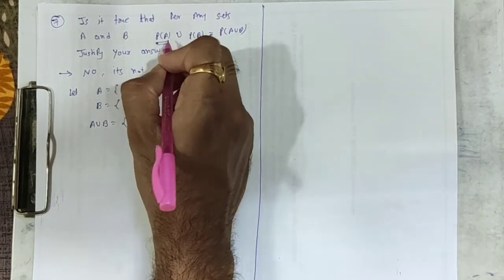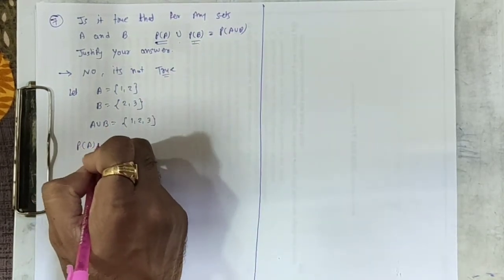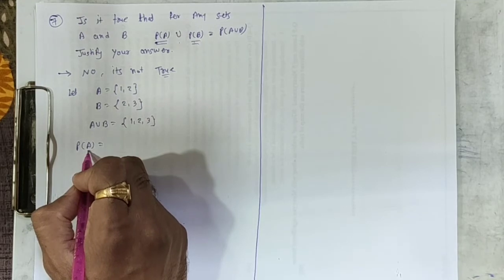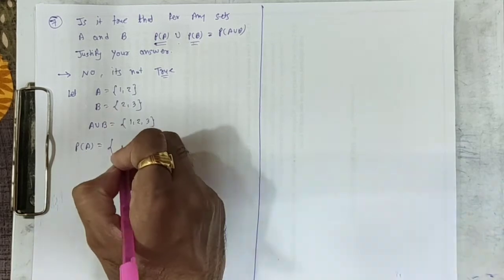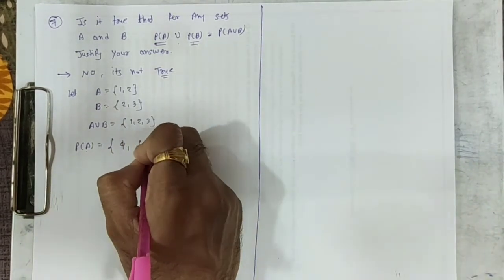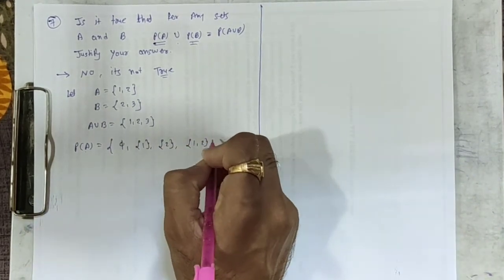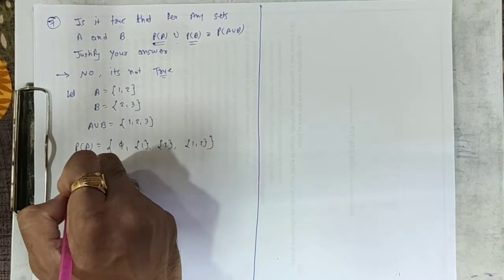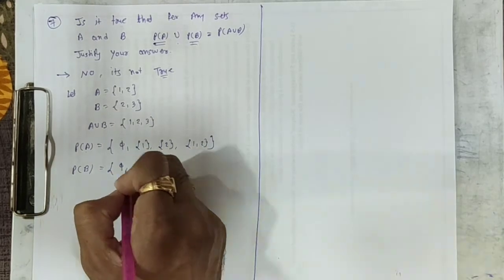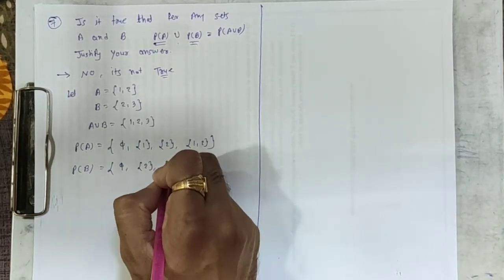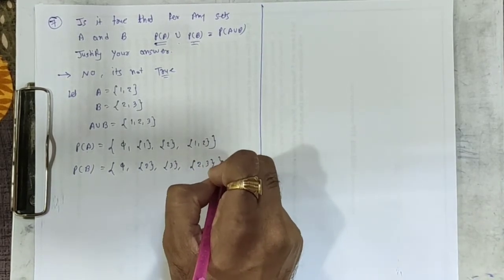Now we have to find the power set of A union power set of B. So first we will find the power set of A. What is the power set of A? Power set of A is nothing but the set of all possible subsets of set A. The possible subsets of A are φ, {1}, {2} and {1, 2}. That is the power set of A. Now the power set of set B, all possible subsets of B, that is φ, {2}, {3} and {2, 3}.